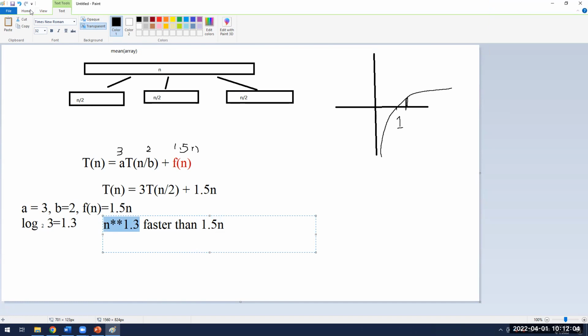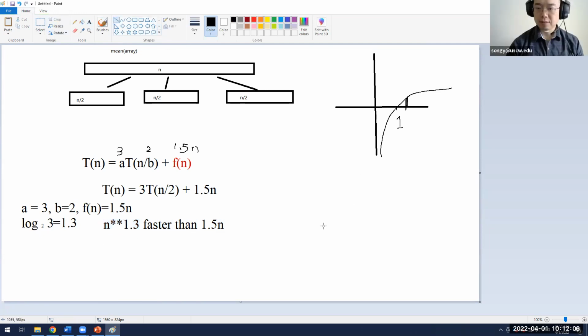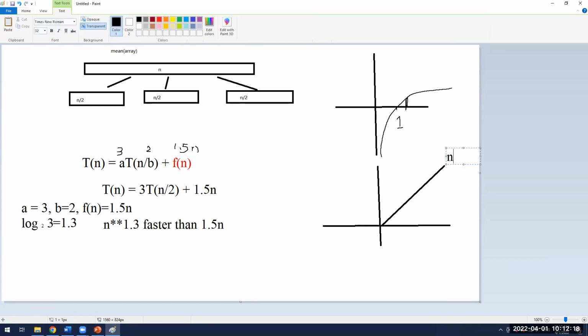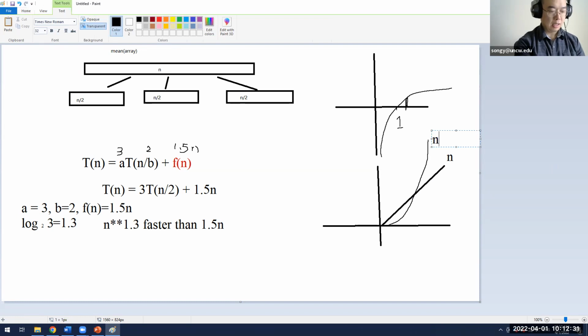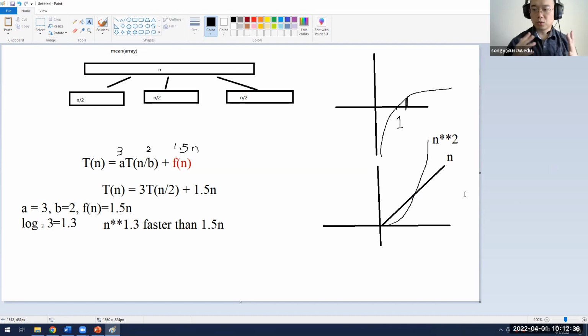Sorry, can you say that again? Yes. If we try to see the growth of n, if you have n, this is going to be a linear growth. Is this correct? Yes. Okay. And then how about n squared? N squared is going to be a quadratic curve, like this, right? So this one is going to be n squared. What we know is n squared is going to be faster than n, right?